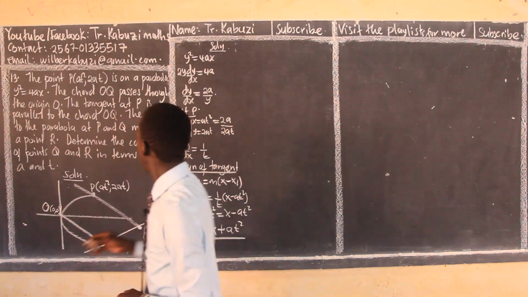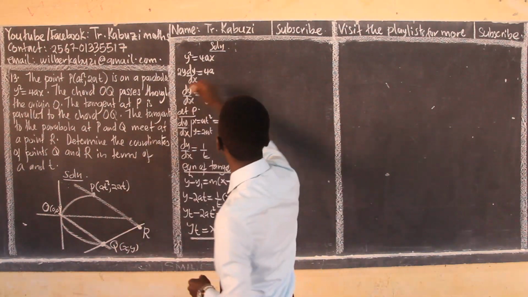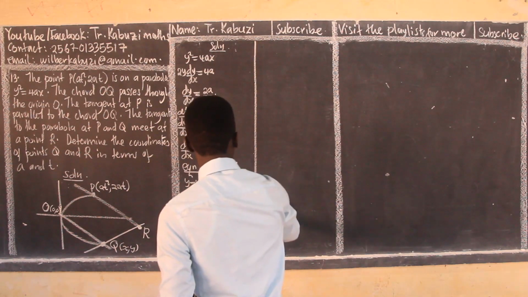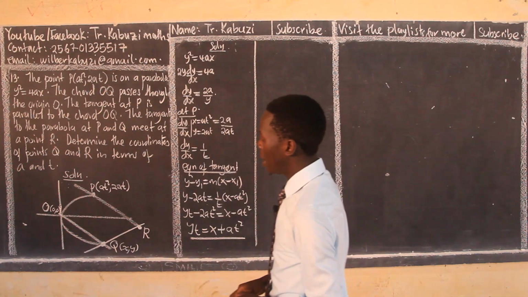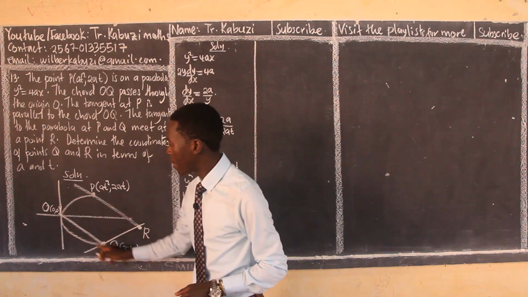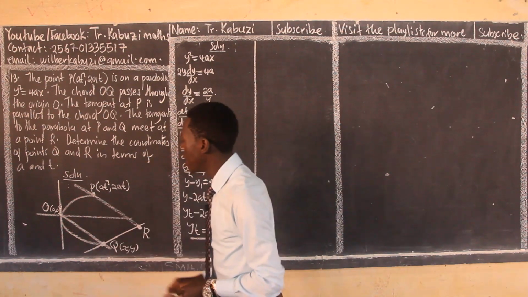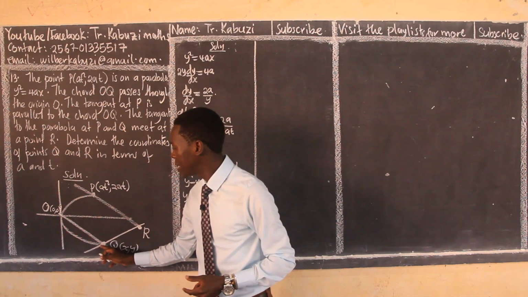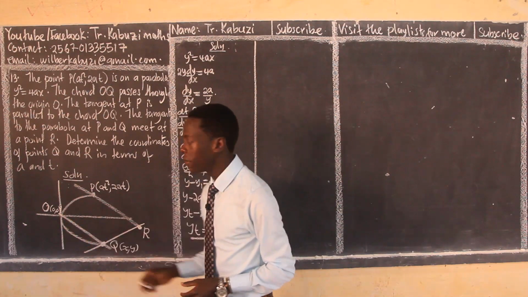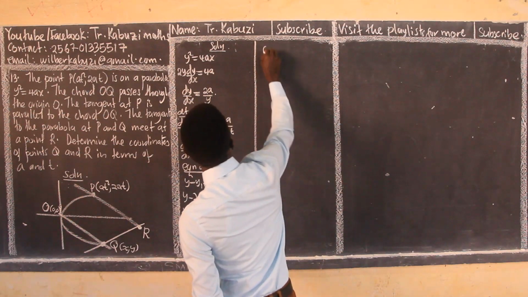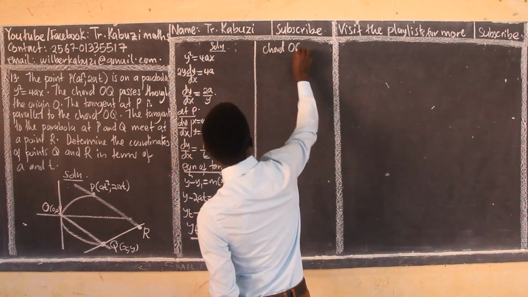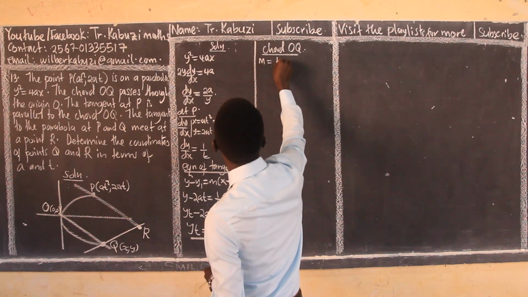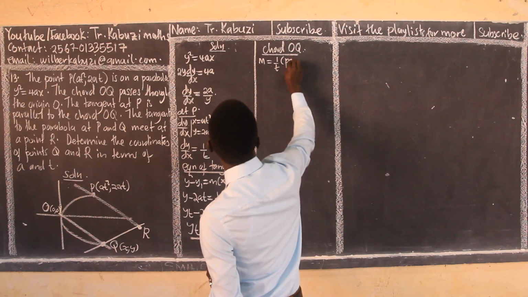But now, I want the equation of this chord. To get the point Q, I need the intersection between this curve and this line. So I need to first get the equation of this chord. Chord OQ, remember, they are parallel, so its gradient is going to be 1 over t. Reason? Because they are parallel.